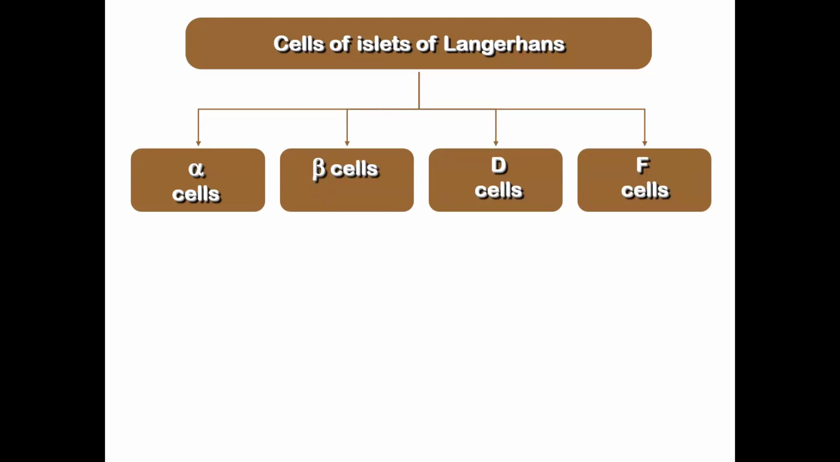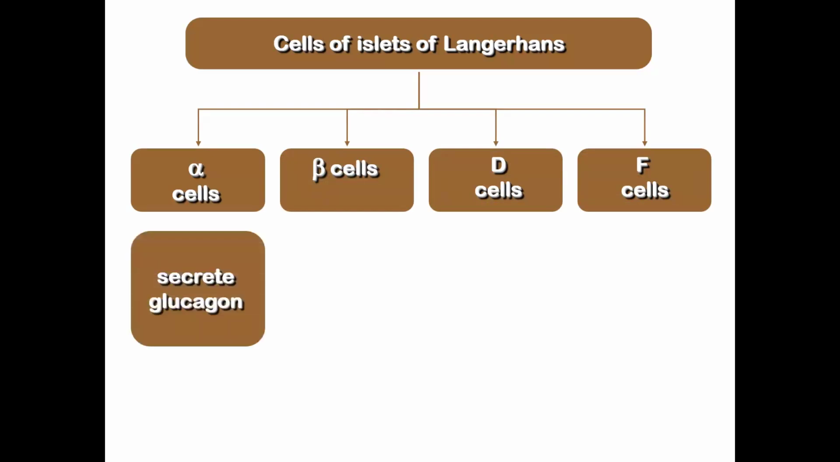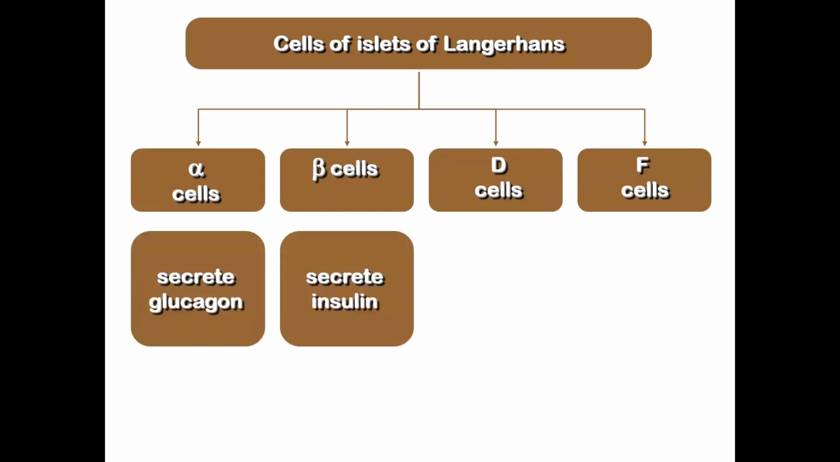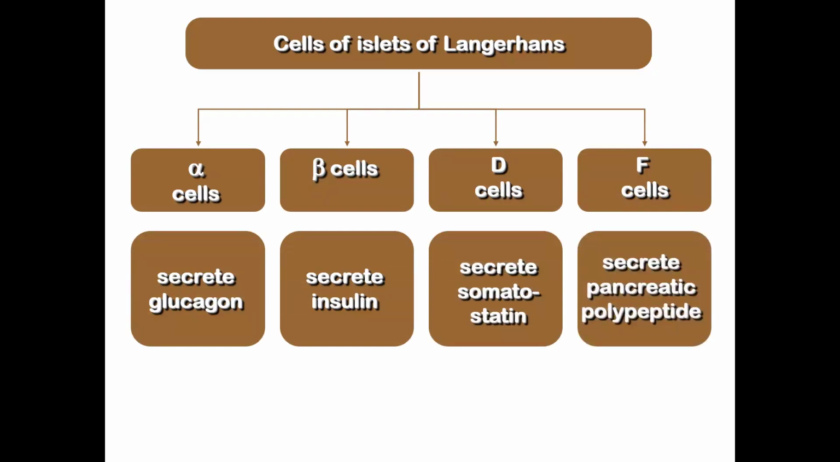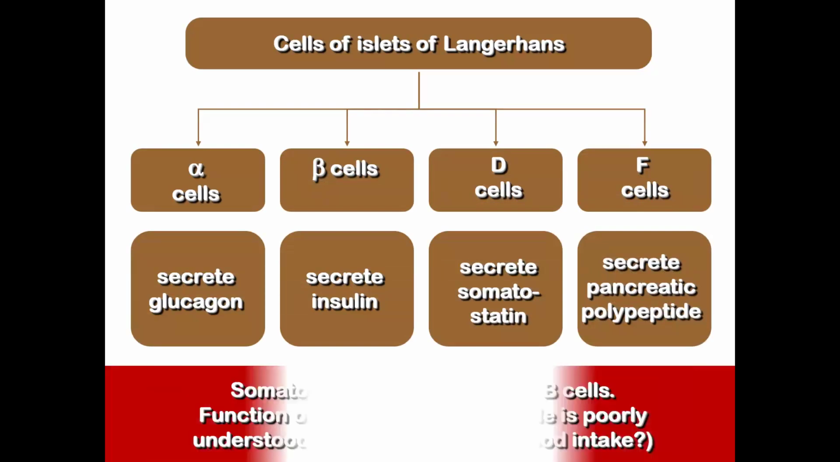And they secrete different types of hormones. Alpha cells secrete glucagon, beta cells secrete insulin, and these are the most abundant type of cells present in the islets of Langerhans. The D cells secrete somatostatin, and F cells secrete pancreatic polypeptide.